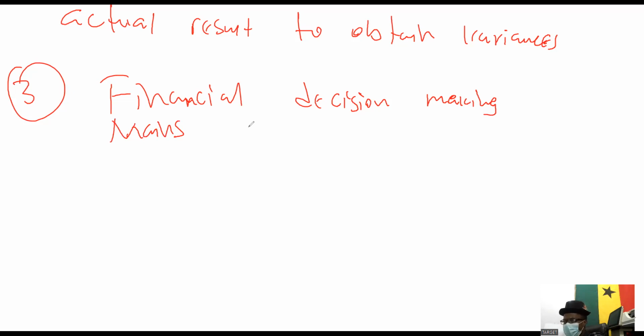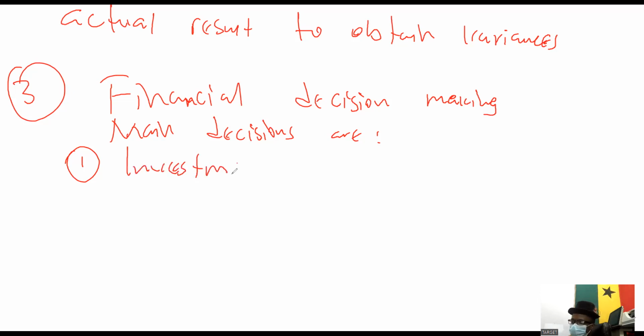Main decisions, they are number one, capital budgeting decisions or investment appraisal decisions, which we normally call investment decisions. So as a financial manager, you should know the efficient way of investing the company's money.